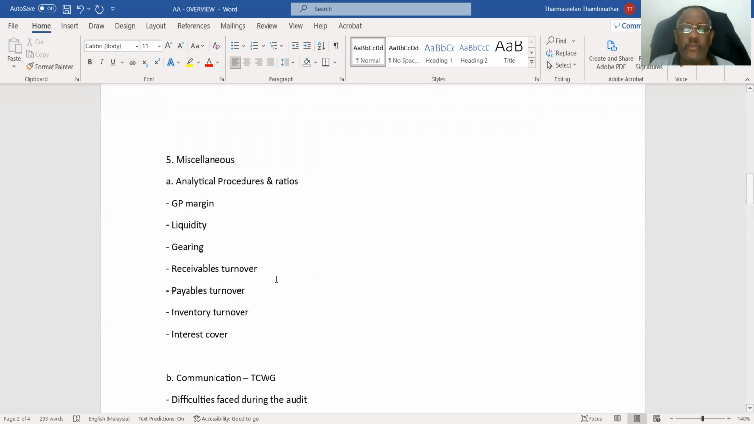And one of the good things in the AA paper currently is that all you have to do is calculate and put the figure in. Because remember, it's all computer-based exams, and therefore you only need to put the figure in. The formula itself is not necessary. You either get it right or wrong. And I believe your ratio questions will be computer marked.